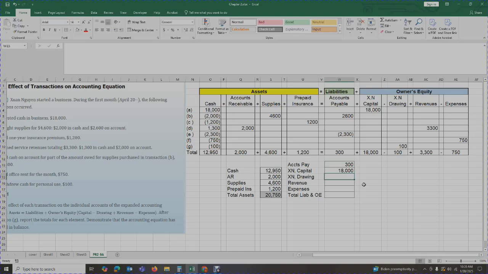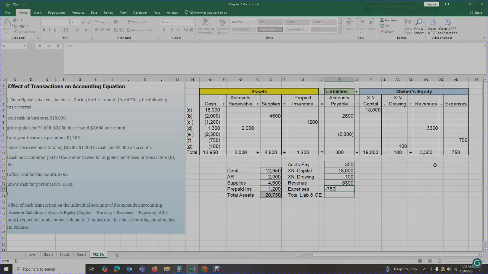I've got in my drawing. Now your drawing is a minus, so it's going to be minus $100. Your drawing is minus 100. Okay. Your revenues is plus 3,300, so it's going to be 3,300. And your expenses is minus 750.